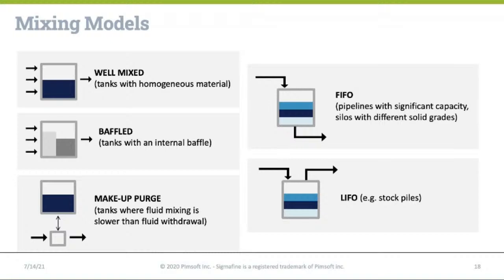Makeup purge, where most of the input goes directly to the output line and only the excess is taken from the tank. Then you have first in, first out, where each packet of material comes out in the same order as it went in. And then finally, you have last in, first out, where each packet of the material is removed in the opposite order from when it came into the inventory.